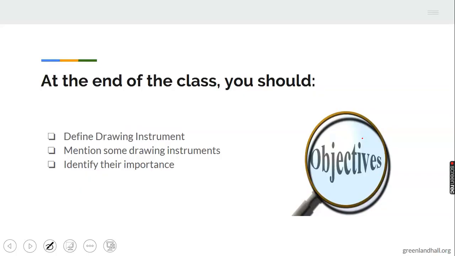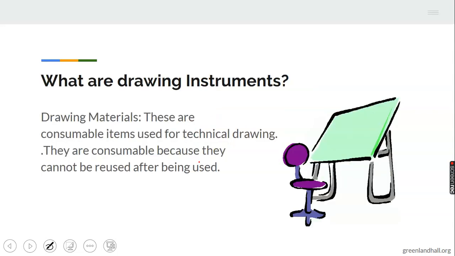At the end of the class, I expect you to be able to define drawing instruments, mention some drawing instruments, and tell me the importance of drawing instruments. That is the learning objective today: define the drawing instrument, mention some drawing instruments, then identify the importance of drawing instruments. Okay, let's go quickly to the class.